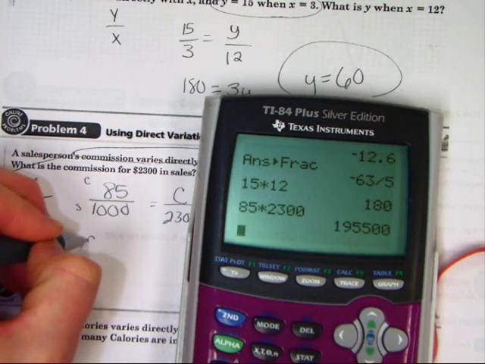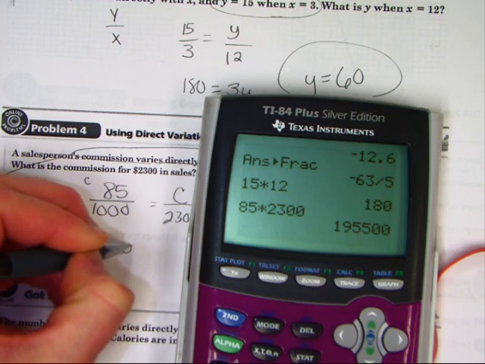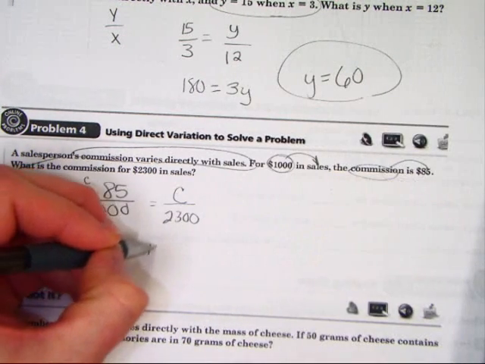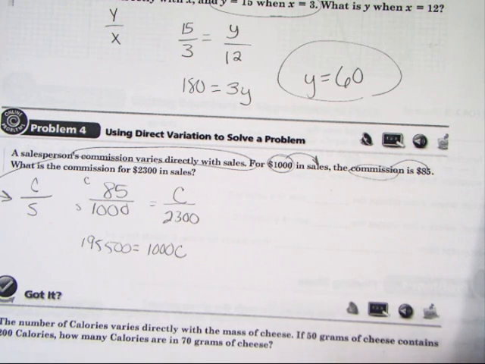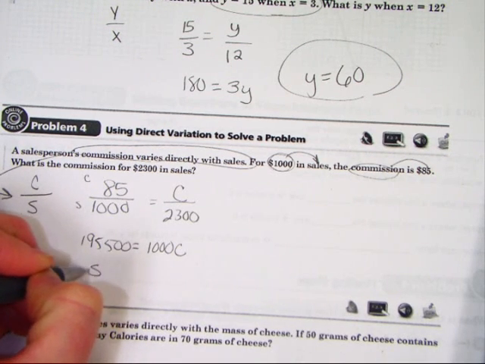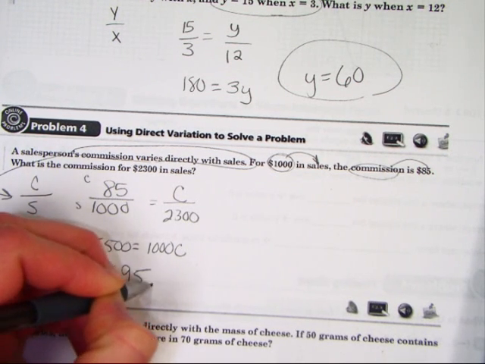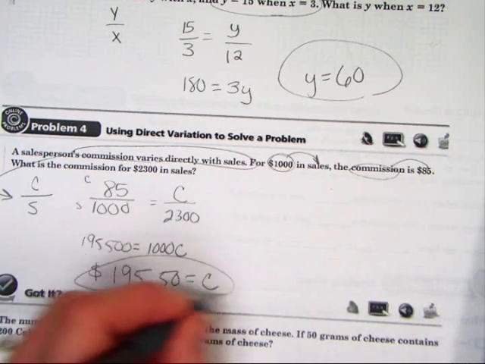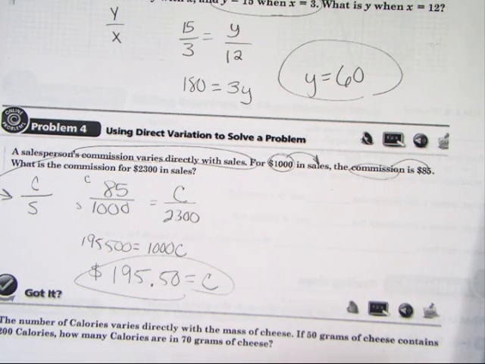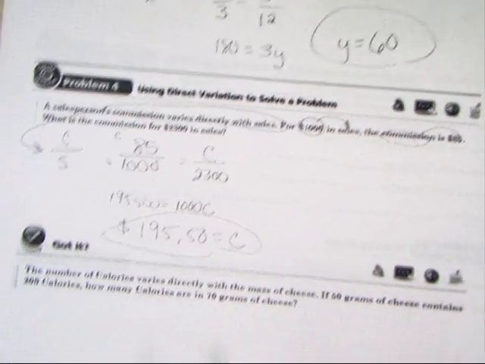And we get 195,500 equals 1,000 C. Divide by 1,000, and you will get the commission. This person is going to make $195.50 in commission. Again, the more you sell, the more you make. The next one will work the exact same way.